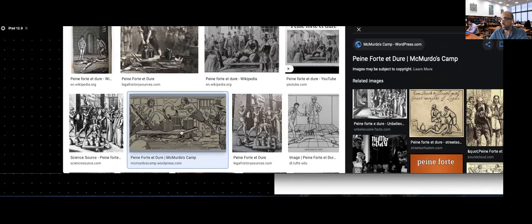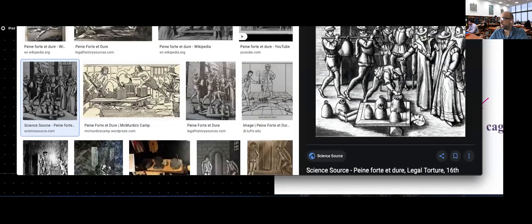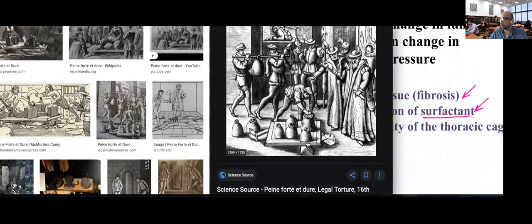So they are adding weights on the person's chest, and as you are limiting the expansion of the chest, what's going to happen? This person won't be able to breathe. So I'm reducing the lungs compliance because the chest itself is not going to be able to move as it is supposed to.